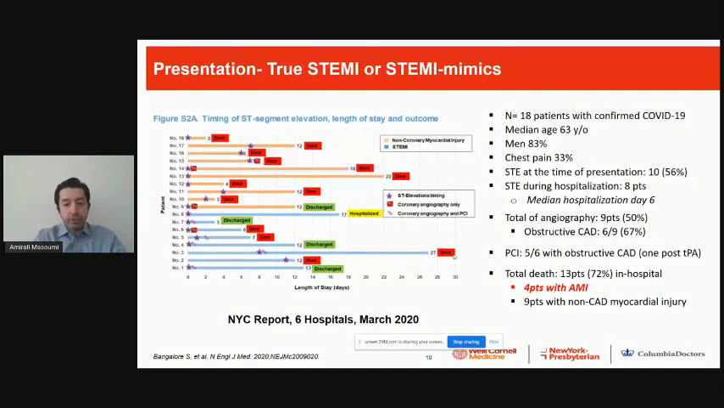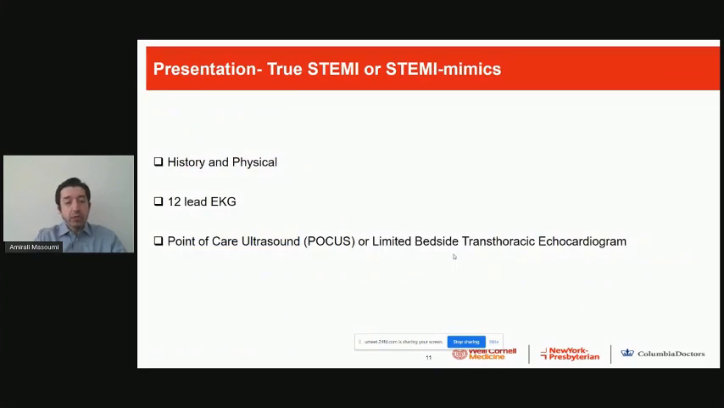Regardless, 50% of those patients received angiography, and 6 out of 9 had an obstructive disease and were treated. No matter what, the in-hospital mortality was extremely poor, more than 72%, and 4 patients with AMI passed away, unfortunately.